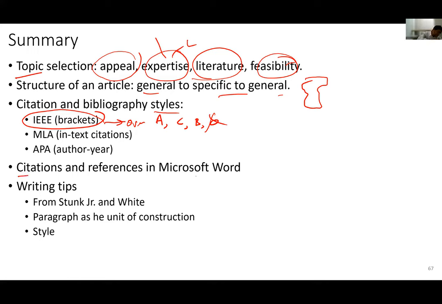Then citation references in Microsoft Word. I did not talk about it too much, but the link is there of the video that I made about this. Then writing tips: I showed you the Strunk and White book, and the paragraph as the unit of construction, and briefly about the style. So that's all. I'm open for questions if you have. Otherwise, we are done for today.